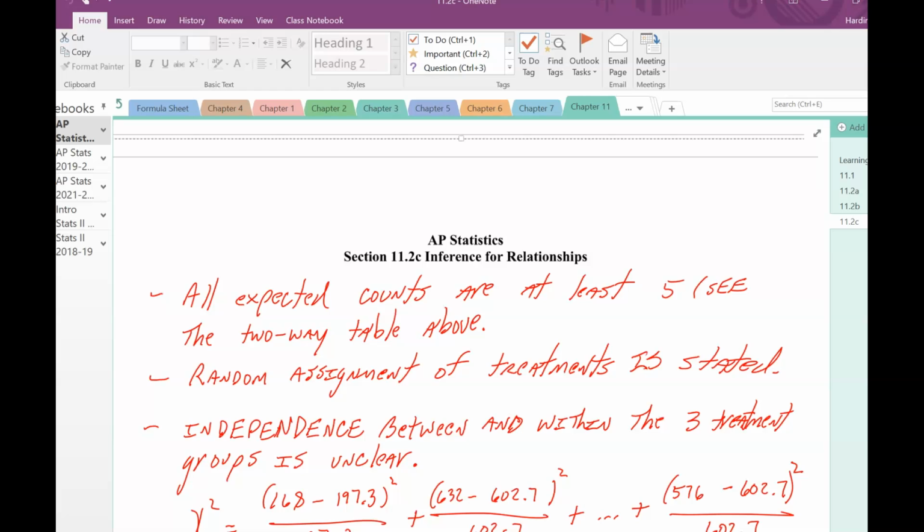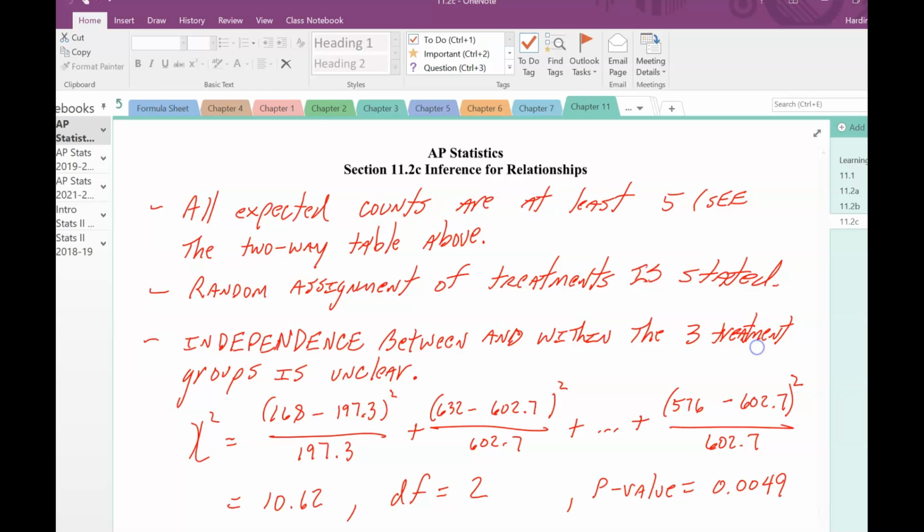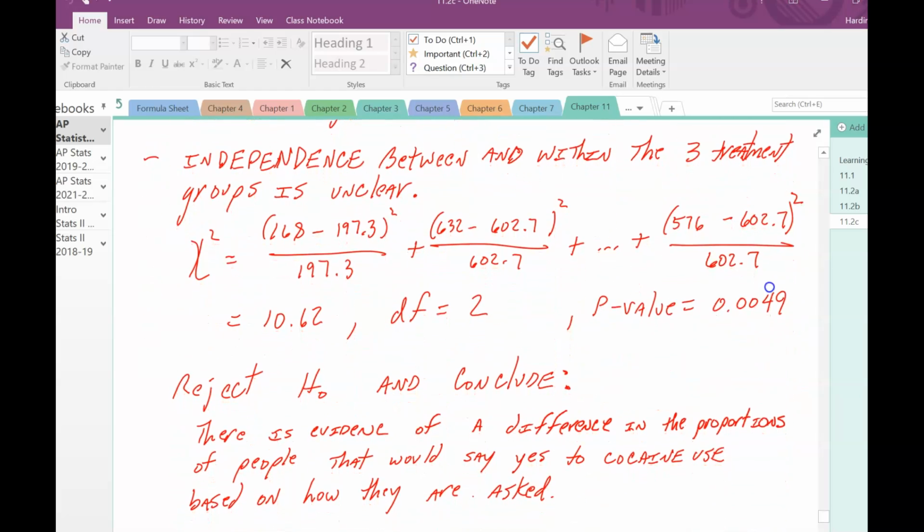Independence between and within the 3 treatment groups is just a little bit unclear. So you may have said in there that due to random assignments, they are independent. It's a little bit more unclear than that. And then you take your chi-square statistic. Remember, you can use your calculator functions on these. You end up with a chi-square statistic of 10.62, 2 degrees of freedom, and a p-value that's 0.0049. So what conclusion are we going to draw? Reject the null hypothesis and conclude that there is evidence of a difference in the proportions of people that say yes to cocaine use based on how they were asked.